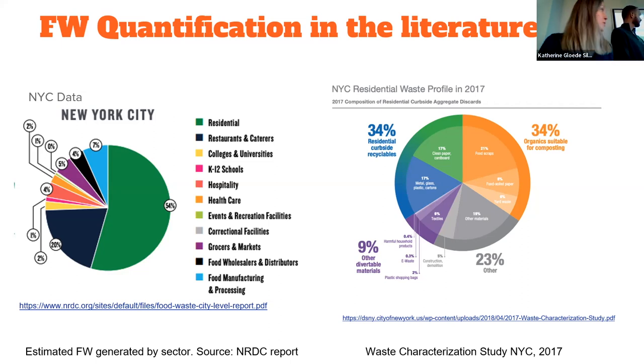Another chart, which I really like, is from a waste characterization study, which looked at the whole waste produced by New York City and also determined that 34% of it is considered organic suitable for composting, which includes food waste, yard waste, and food-soiled paper.